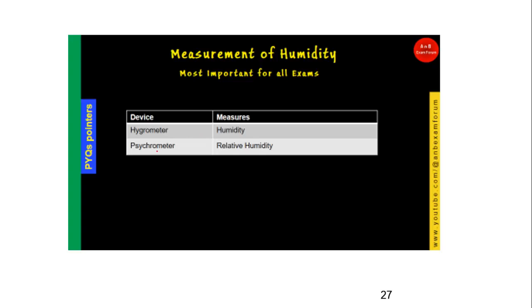Hygrometer is going to measure the humidity, whereas psychrometer is going to measure relative humidity. So if you ask about relative humidity, it is psychrometer. Psychrometer is going to measure relative humidity.